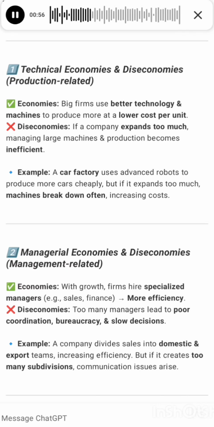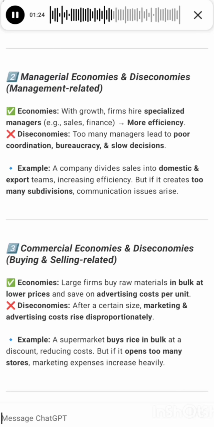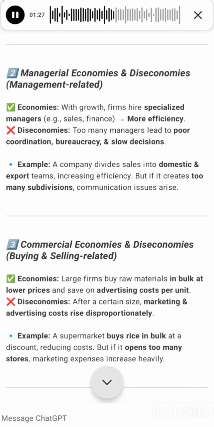2. Managerial economies and diseconomies, management-related. Economies: with growth, firms hire specialized managers, e.g. sales, finance, for more efficiency. Diseconomies: too many managers lead to poor coordination, bureaucracy, and slow decisions. Example: a company divides sales into domestic and export teams, increasing efficiency, but if it creates too many subdivisions, communication issues arise.